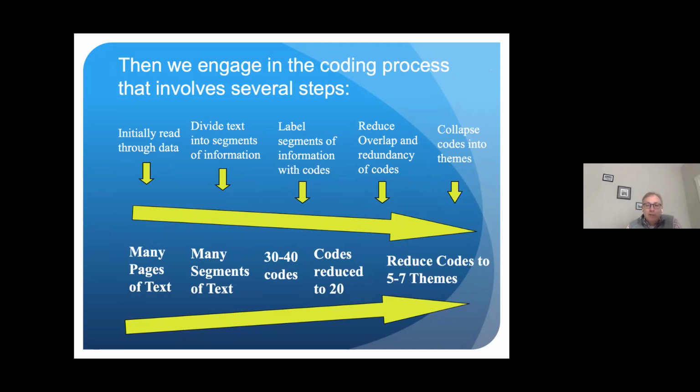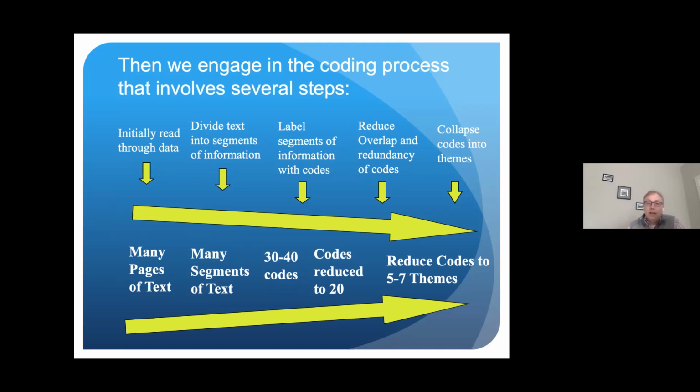Resist the urge to code everything. You don't have to code data that's unrelated to your research questions. And part of that just happens. Sometimes individuals will go off on tangents. Sometimes you'll just have extraneous information. For instance, you don't have to code that. So we're really thinking about, again, breaking this down and finding the relevant segments of text that we want to use. And then we label that with codes.